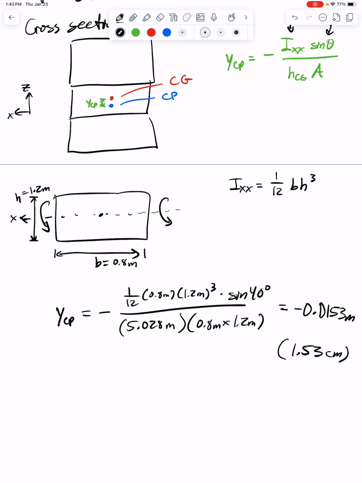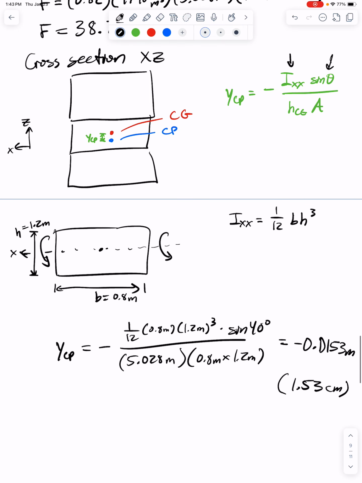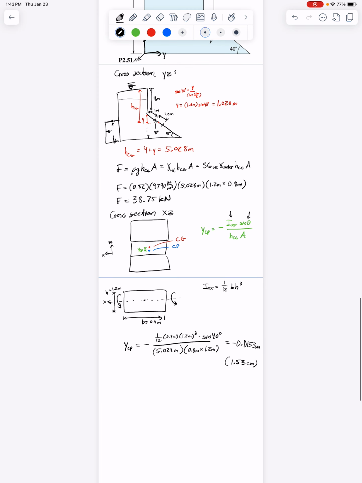So it's a small value, but it's pretty important because the force is applied to the CP, not the CG. Any questions on my process going through this?